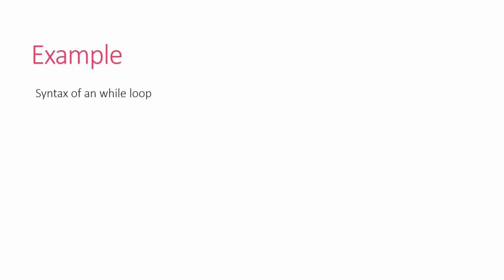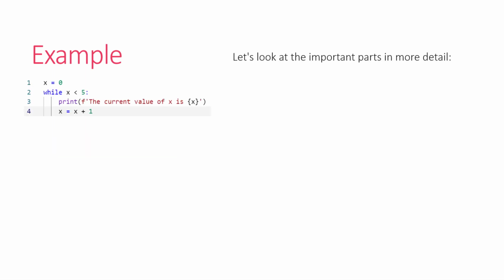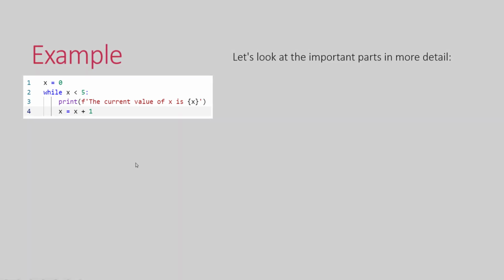So the keyword that we need to use is while. This is the syntax of a while loop: while the condition is met and the condition is true, then you can execute some code and get it to do something. So for example, let's look at this code over here. We've got x is equal to 0, and while x is less than 5, print the current value of x is x, and then we have a counter at the end.